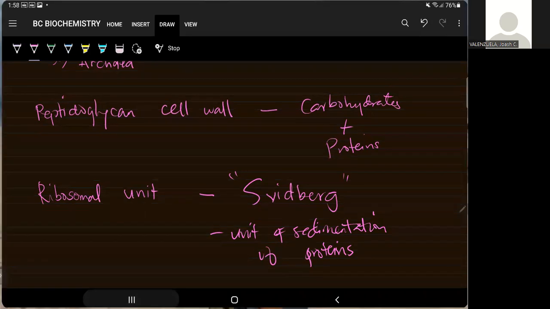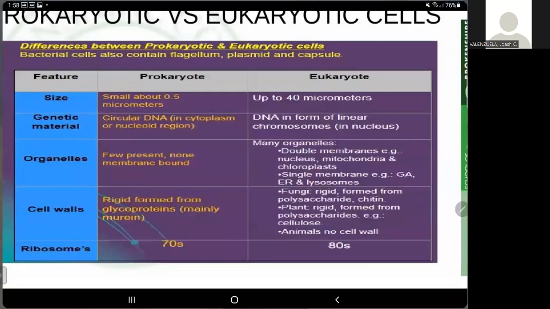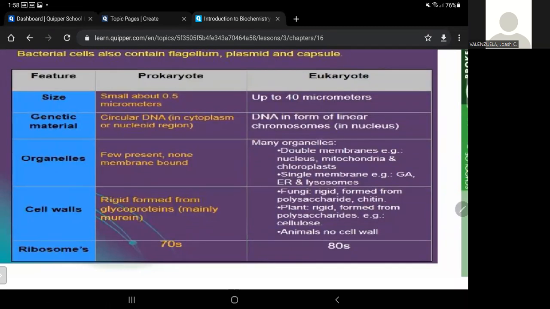So, going back to the table, based on the ribosomal unit as it produces proteins, it is classified as a ribosomal unit of 70 Svedberg for a prokaryote and 80 Svedberg for eukaryotic cells. Do you follow, guys? Yes, sir. 70S and 80S.